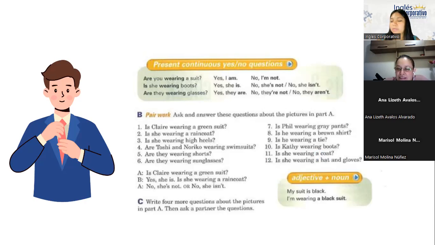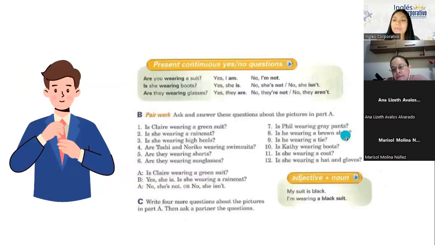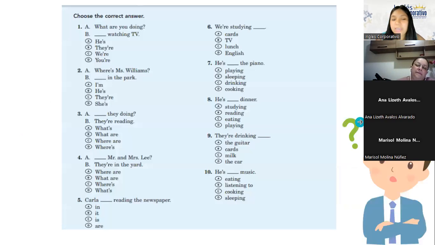What is she wearing instead of boots? En lugar de botas, ¿qué lleva puesto entonces? What is she wearing? She is wearing sneakers. Okay. Is she wearing a coat? No, she is not. Is she wearing a hat and gloves? Yes, she is. Okay, very good.